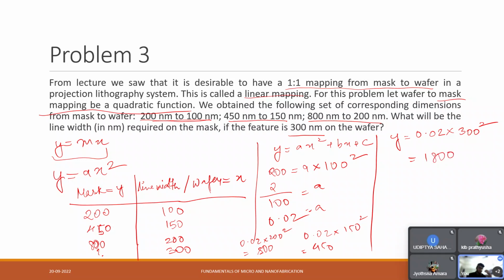So on the mask side, you have to have features of orders of 800 nanometer, 1800 nanometer, and that can give you line width of 300 nanometer. So this is finally the answer. Okay. I hope it is understood by the students. Okay, we'll go to the next thing.